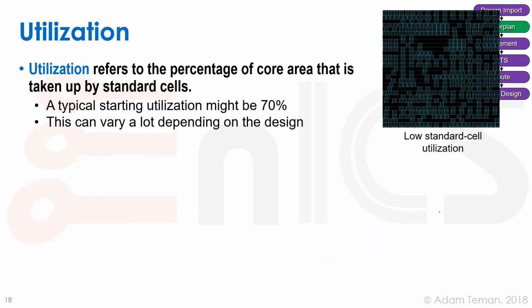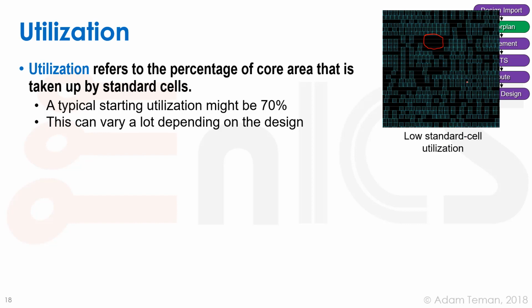Utilization. Utilization refers to the percentage of the core area that is taken up by standard cells. So if we look at this picture of a placement over here, we see that there are all these blue things. They're standard cells, but there's a lot of black area, like this whole black area. You see there's nothing there. That means we're not utilizing that area. So utilization is the percentage of the core area that is used by standard cells.